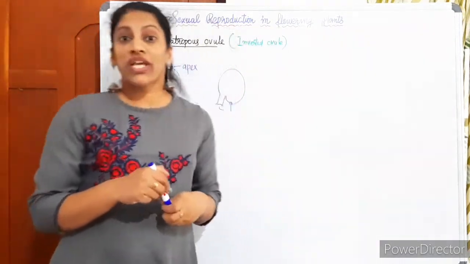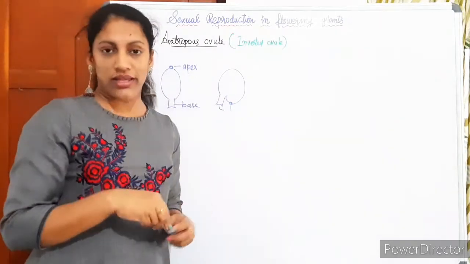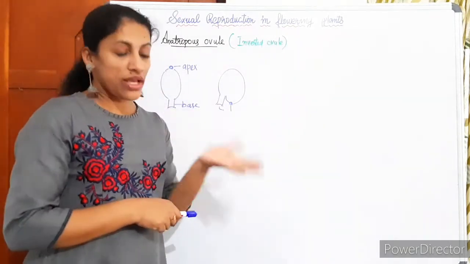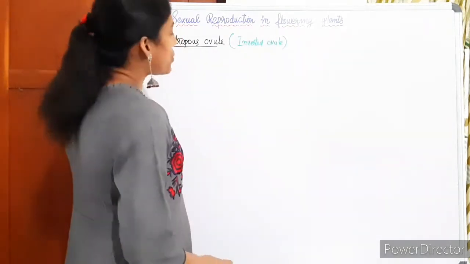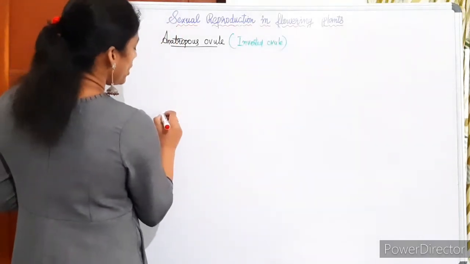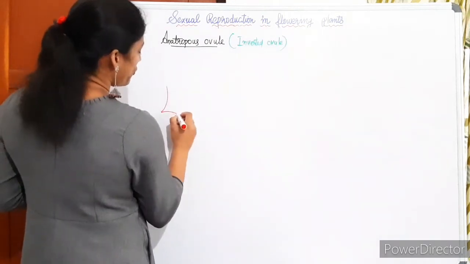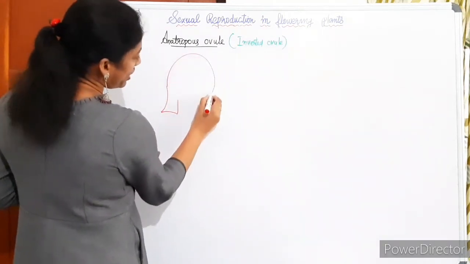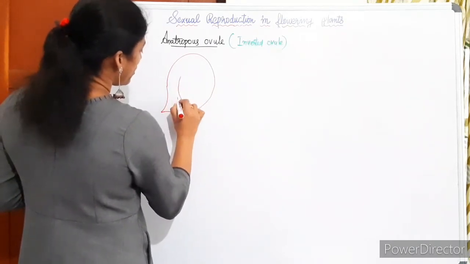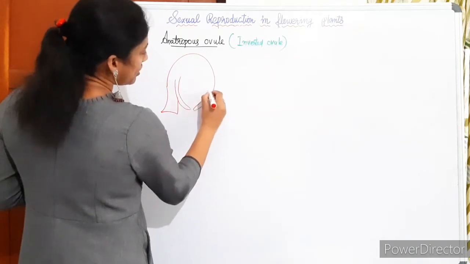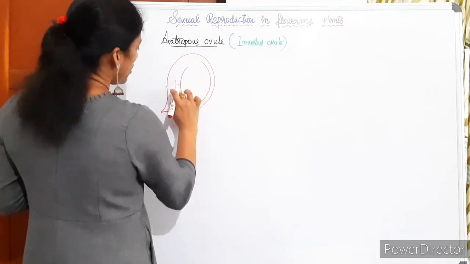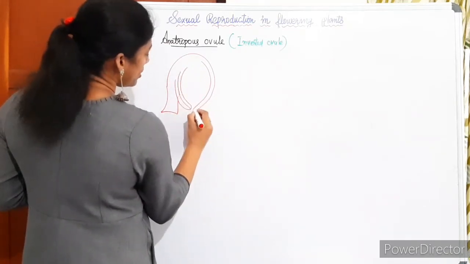So a straight ovule has two ends, the base and the apex, whereas here the base and apex are on the same side. Anyway, we are coming to the technical terms. I will draw an anatropous ovule neatly, then you can understand it. The stalk of the ovule is called the funicle, and it has the body, which is surrounded by the protective coverings called integuments.